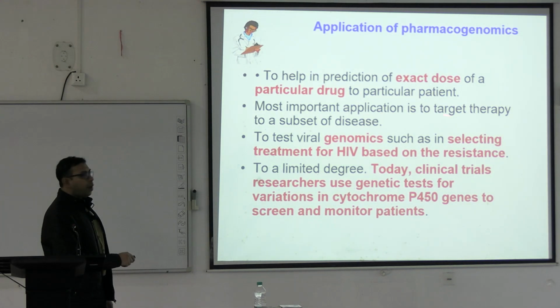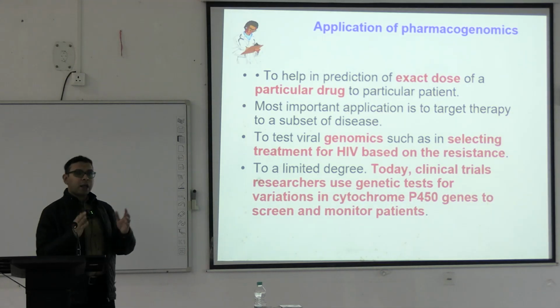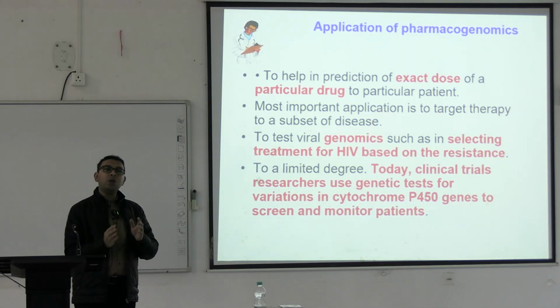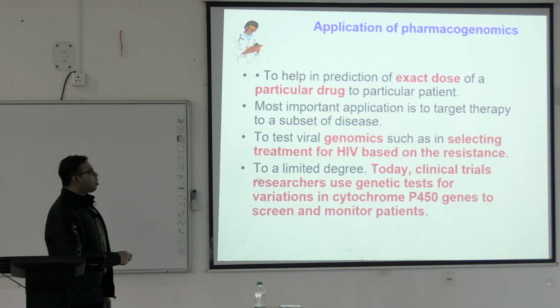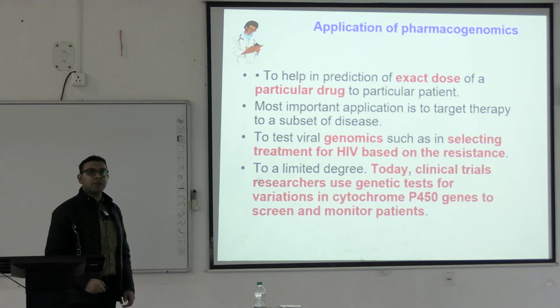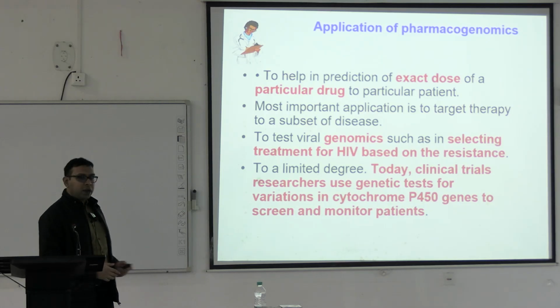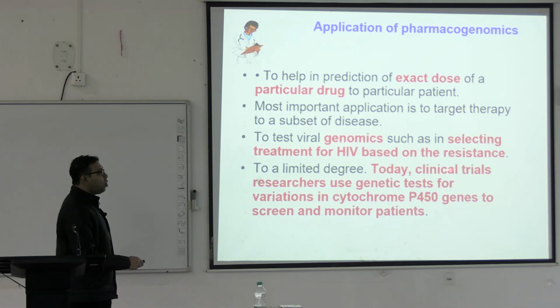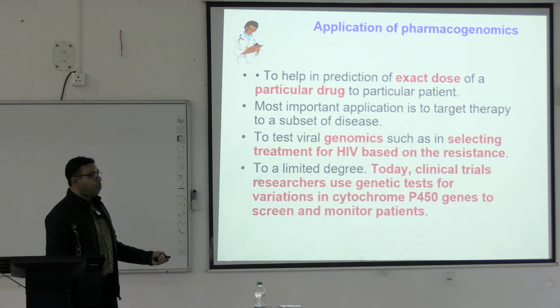The most important application is to target therapy to a subset of the disease. There may be some disease subsets that will not respond to the common drugs. Here gene therapy is needed. Also to test viral genomics, such as selecting treatment for HIV based on resistance. Again, resistance has become quite commonplace for viruses and bacteria, and here we need this. To a limited degree today, clinical trial researchers use genetic tests for variation in cytochrome P450 genes to screen and monitor patients.